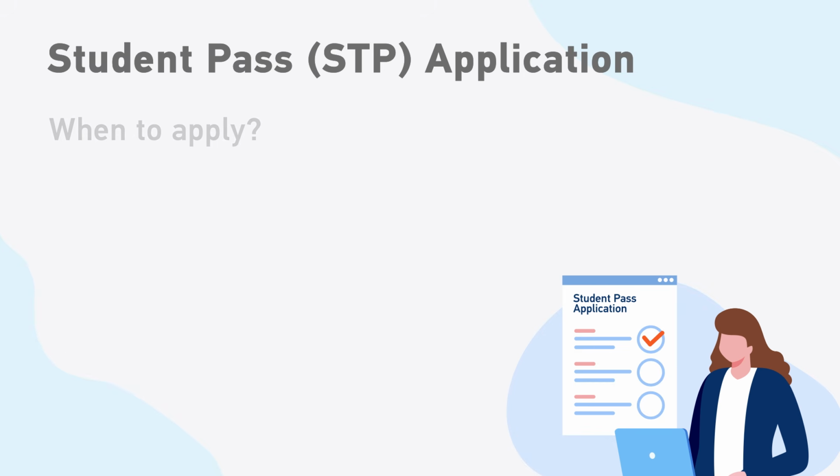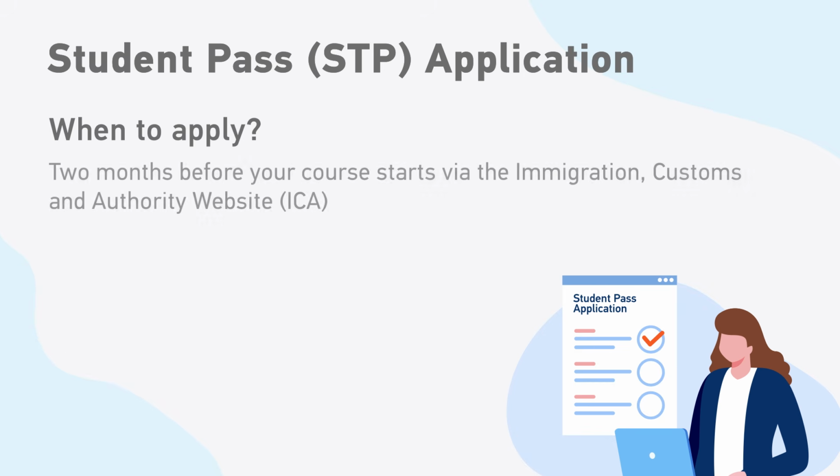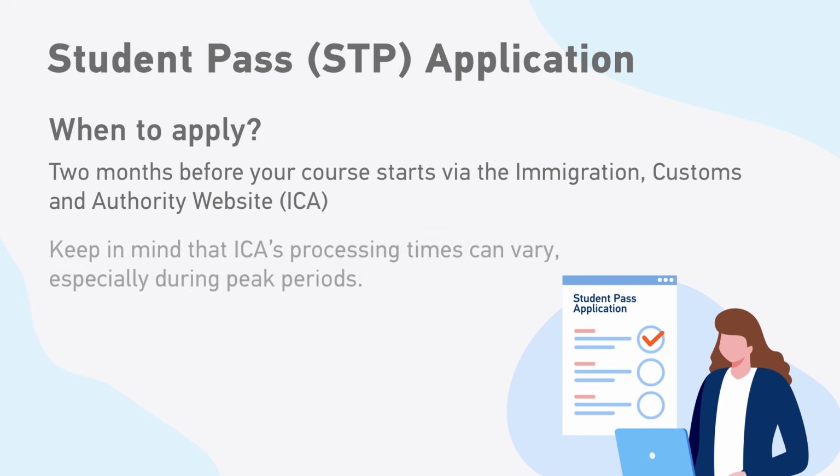You may begin applying for your student's pass from 2 months before your course commencement. We strongly encourage you to apply as early as possible once you become eligible, as ICA processing times may vary, especially during peak periods. Applying early helps reduce the risk of delays that could affect your enrollment.